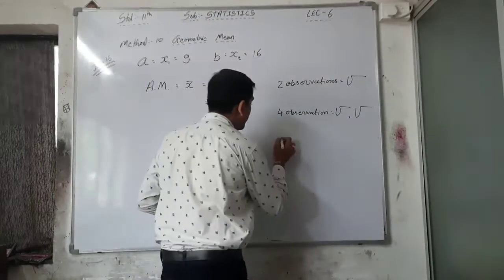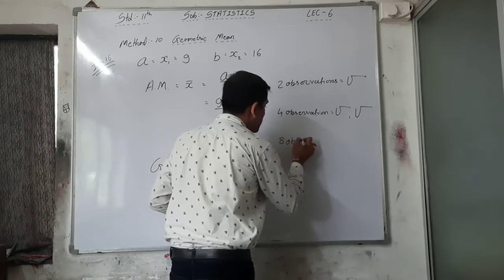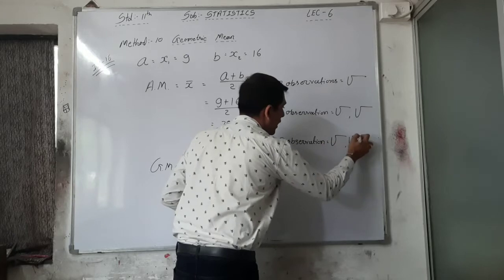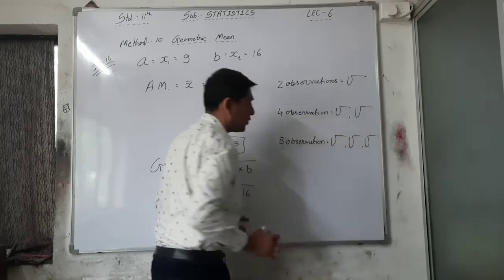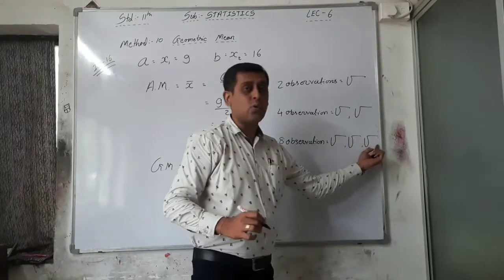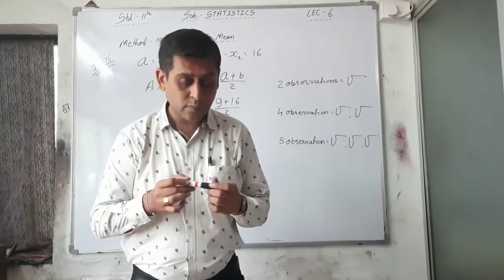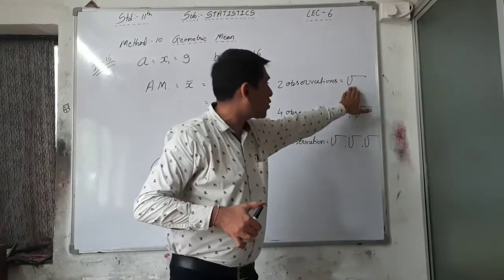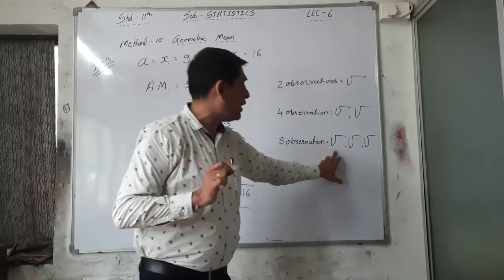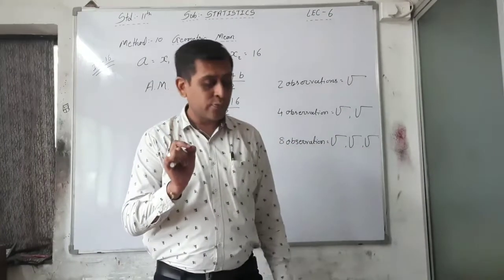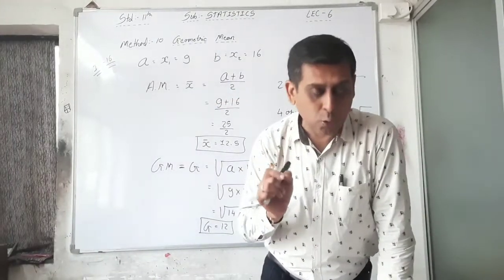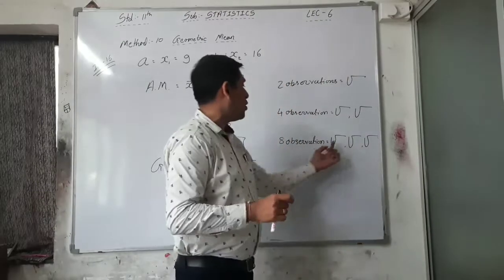But now see, for 8 observations, you have to take the square root 3 times. First square root, then square root of the answer, then again square root of the answer is your ultimate answer. See, 2 observations, 1 square root; 4 observations, 2 times square root; and 8 observations, 3 times square root you have to do. That means here 2 into 1 into 5 into 9 into 1 into 3 into 2 into 4. Whatever the answer is, you have to write here.